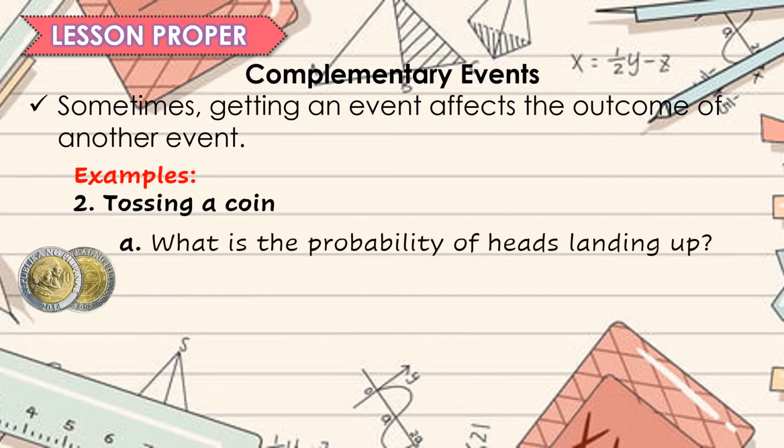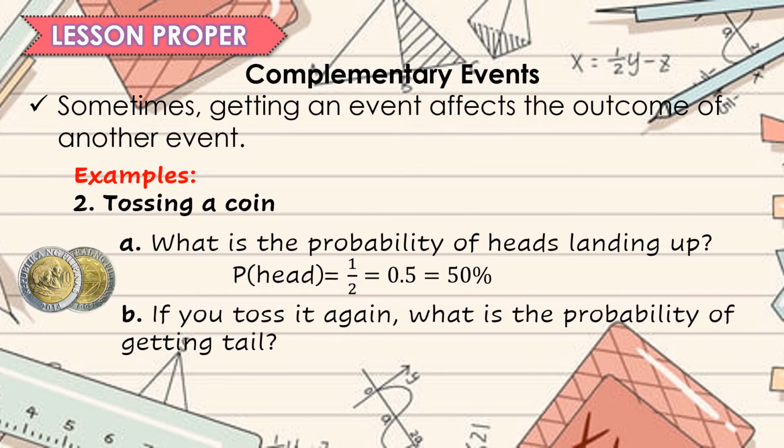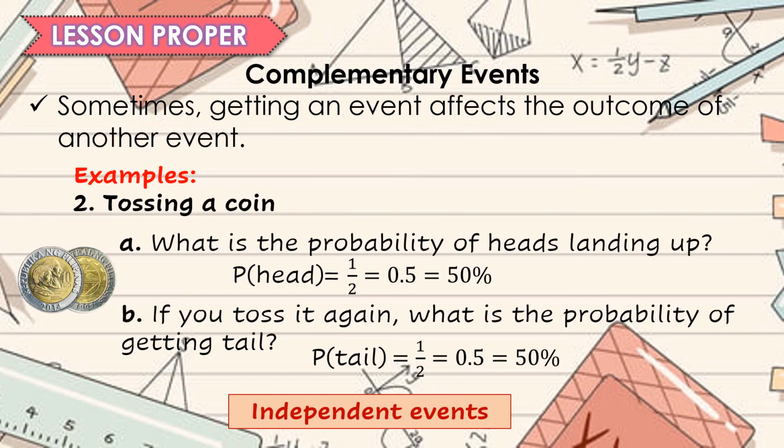My second example is tossing a coin. When you toss a coin, what is the probability of heads landing up? So the probability is equal to 50%. Now, if you toss it again, what is the probability of getting a tail? The probability is equal to 50%. These two events, itong dalawang events na to, si A at si B, do not affect each other. Since the outcome of the first toss is head or tail, this is the same on the second toss, head or tail. So, these events are called independent events. Uulitin ko, kapag sa experiment ay nakakaapekto sa mga susunod pang experiment, ito ay tinatawag na dependent.